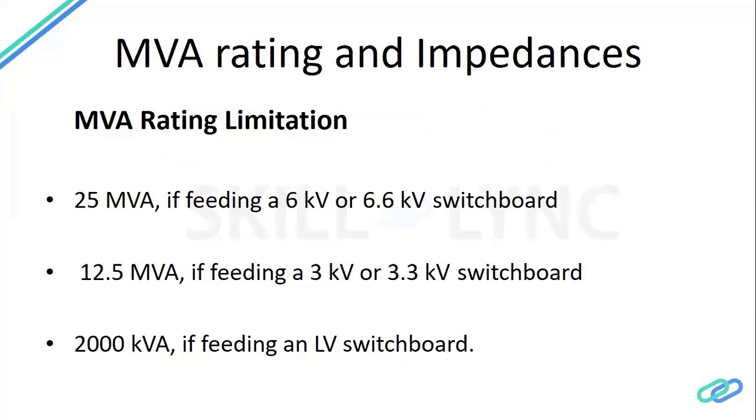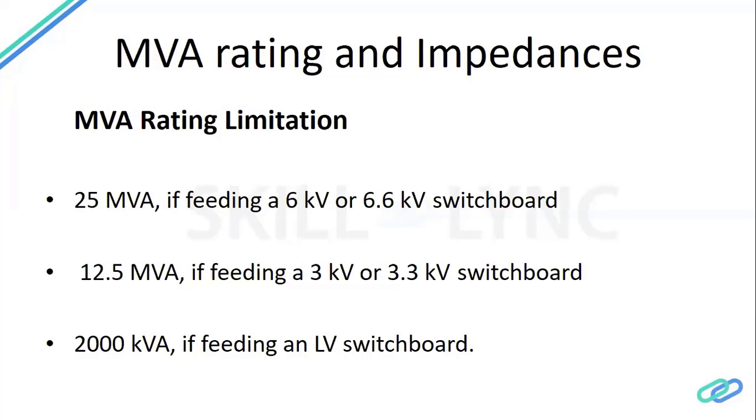Like you can see, for a 6.6 kV switchboard, you cannot go beyond the 25 MVA rating. For a 3.3 kV switchboard, you cannot go beyond the 12.5 MVA rating. And for the LV switchboard, like 415 volt in India, you cannot go beyond 2000 kVA. This is because of the fault current supplied by the transformer, because the transformer is connected to the grid power plant. So if a fault happens in your system, then all the generators will supply the fault current to your system.